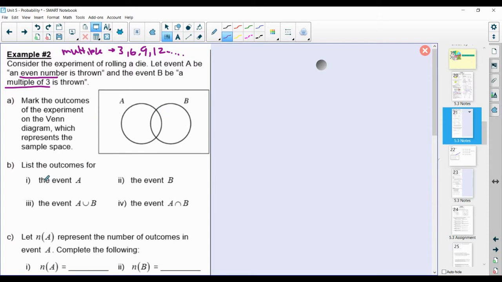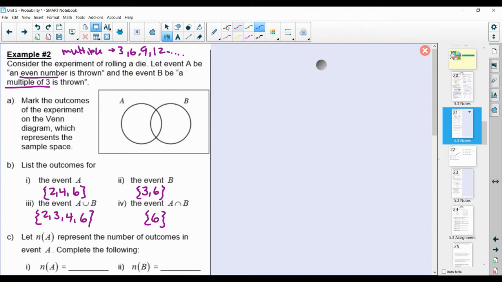Before I put them in a Venn diagram, I'm actually going to list the outcomes. Event A, an even number is thrown, is going to be 2, 4, and 6. Sometimes it's easier to list your sample space first and then arrange it into the Venn diagram. Event B is a multiple of 3, so 3 and 6. A or B would be 2, 3, 4, and 6. Notice there's some numbers missing, which means there's going to be some numbers outside of the circles. And A and B will be 6.